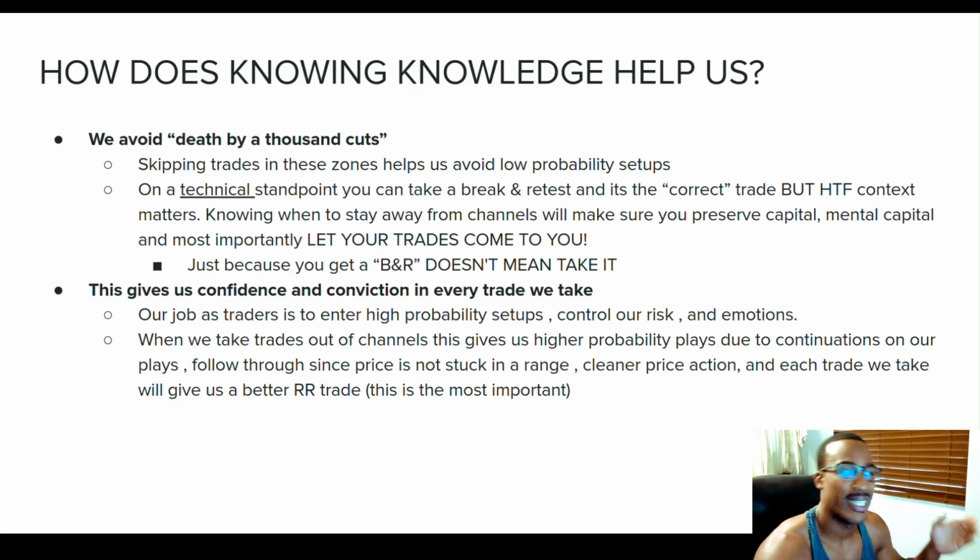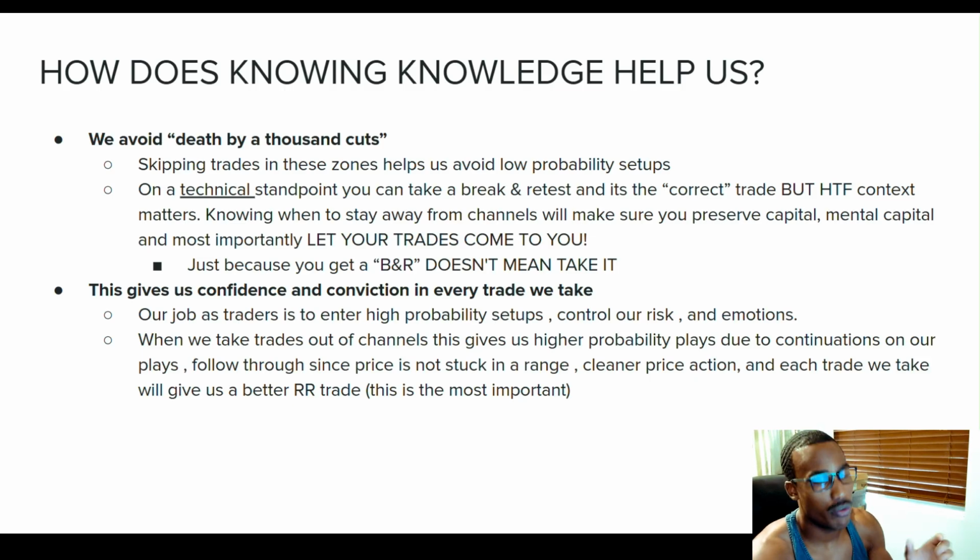Now, what do I mean by on a technical standpoint, you can take a break and retest and it is correct? For an example, let's say you take a break and retest on the previous day high. You get a break, good displacement, proper retest, bullish momentum kicks in, you go long. You get stopped out as soon as you enter that trade. Now you're thinking to yourself, what am I doing wrong? Is my system broken? Is it me? What am I missing? Technically, you took a correct trade.